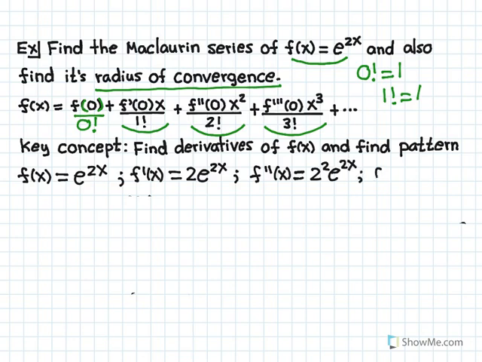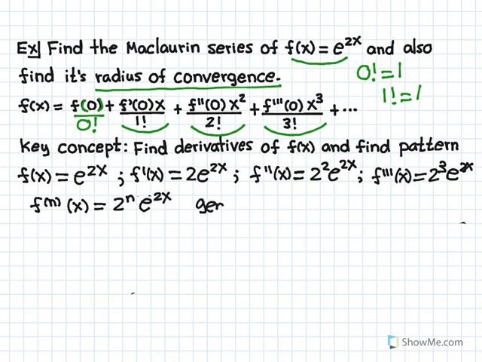And now let's look at the third derivative, f triple prime of x. That's going to be 2 to the power of 3 e to the power of 2x. In general, the nth derivative evaluated at x is equal to 2 to the power of n times e to the 2x. This is the general pattern that we have developed. And we did that by differentiating a couple of times and seeing the pattern developing. General pattern.